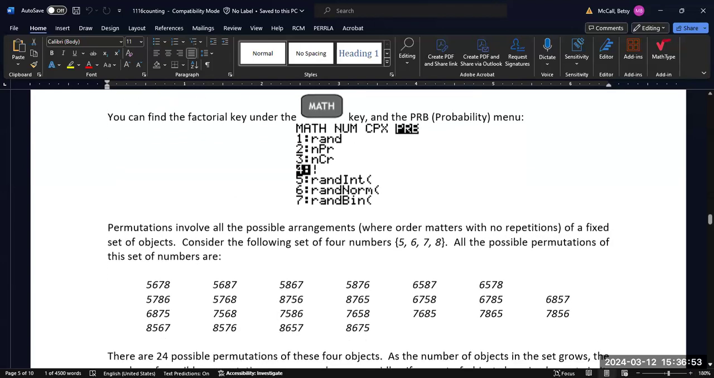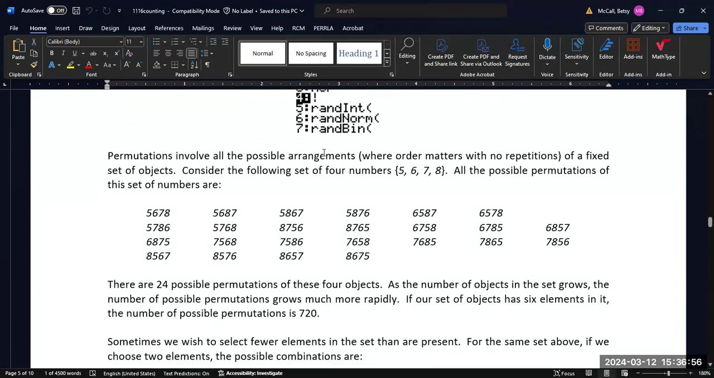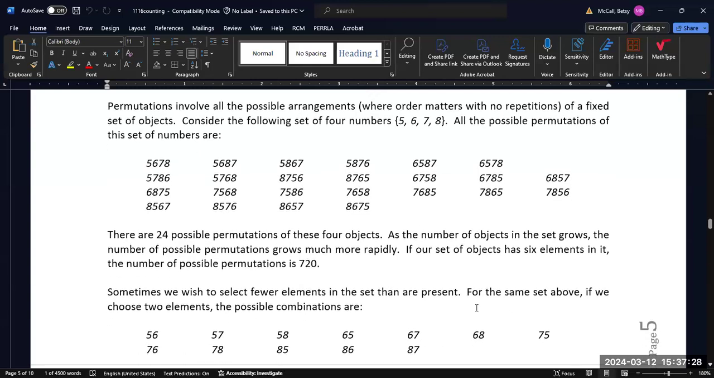Now, permutations involve all possible arrangements of a set of numbers where order matters, with no repetition. Here we're going to look at the set of the numbers 5, 6, 7, and 8, and we want to reorganize these in every possible unique way. All the possible permutations of these numbers are listed here: 5, 6, 7, 8; 5, 6, 8, 7; 5, 8, 6, 7; 5, 8, 7, 6; etc. What we want to do is find the number of these arrangements that are possible. It turns out there are 24 of them if you list all the possible ways.